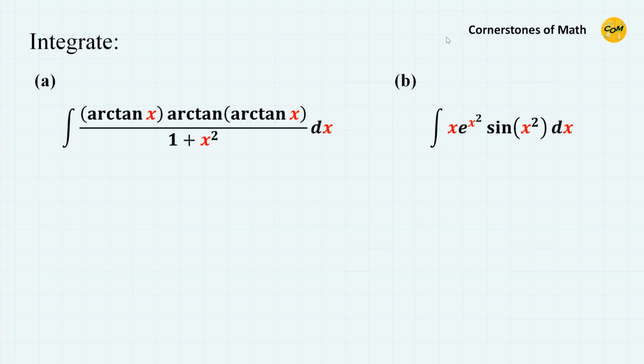In this video, I am going to solve two integral problems. As for the first one, well, it has a lot of arctangent functions, which is the inverse of tangent and also commonly written like this. The second one is the integral of the product of three functions, x times e to the power of x squared times sine of x squared.